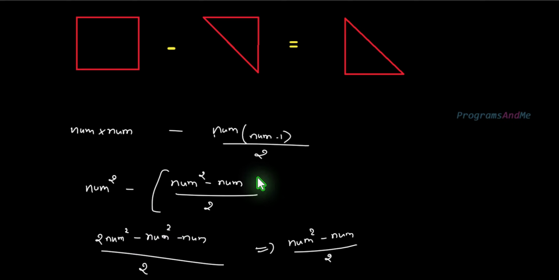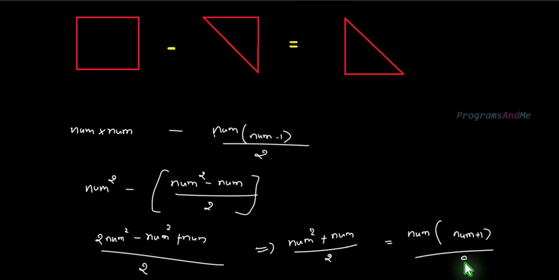Sorry. So this will be plus. So the final formula is num into num plus 1 divided by 2 to find the first number in the right triangle number pattern.